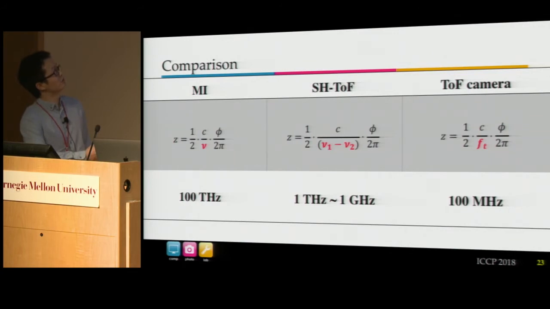So in microscope interferometry, we got like hundreds of terahertz modulation frequency. And in time of flight camera, we got tens of megahertz modulation frequency. And what we propose is between 1 gigahertz and 1 terahertz.